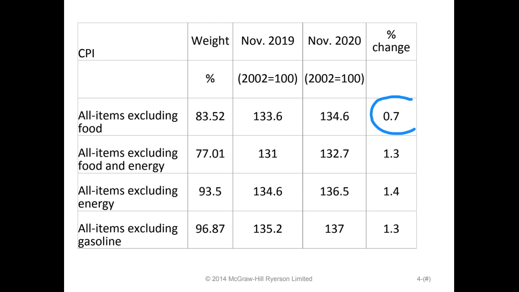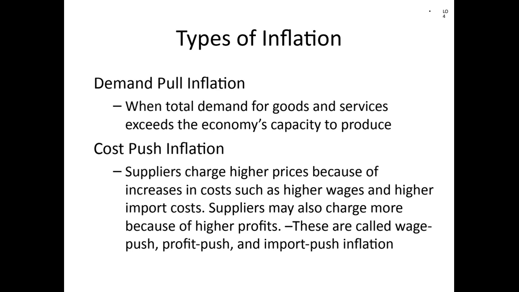Now there are two types of inflation. Why does the consumer price index increase? What is the reason behind it? Why do we have inflation in the first place? Why are prices of consumer goods and services soaring right after the COVID-19 pandemic? What are the reasons? There are primarily two main reasons. Number one is called demand pull inflation, and number two is cost push inflation.